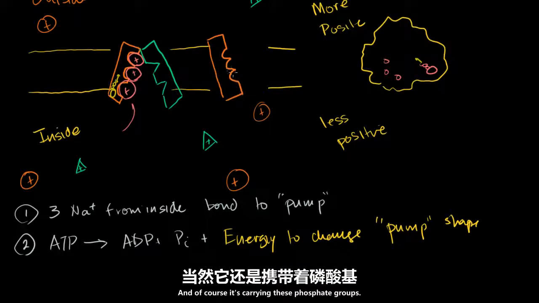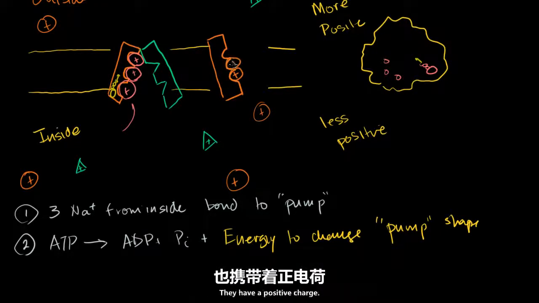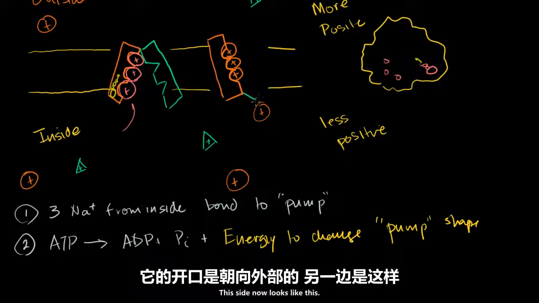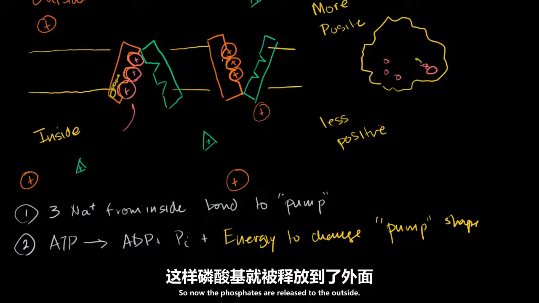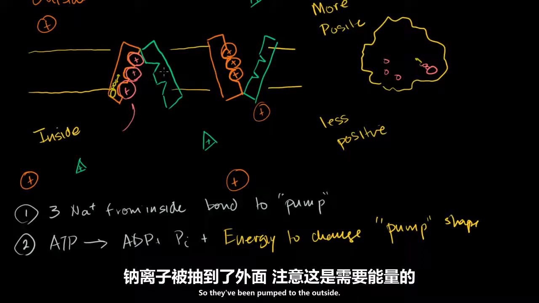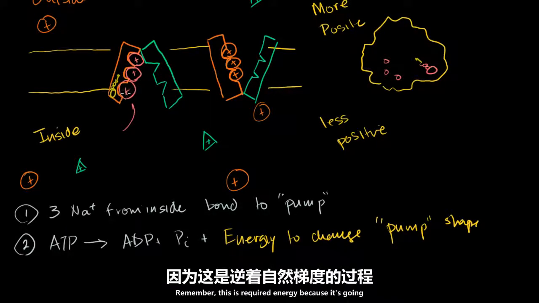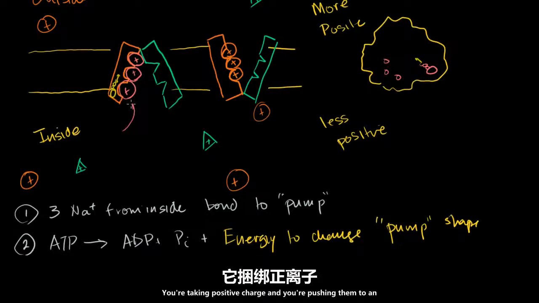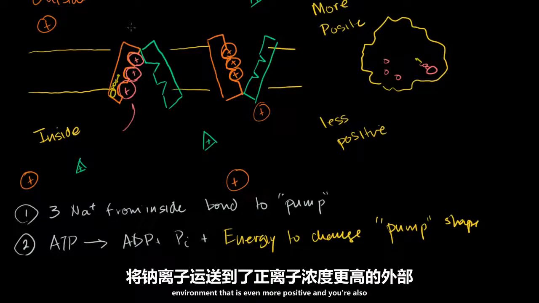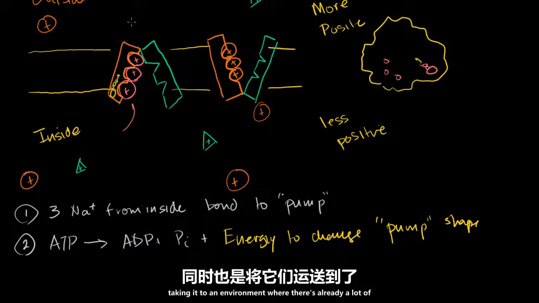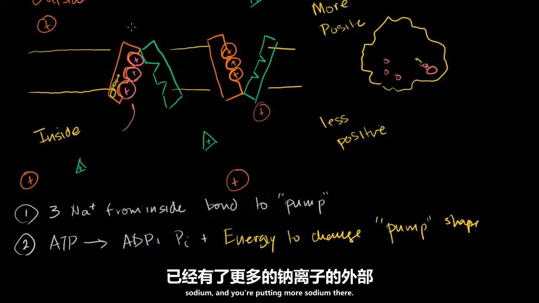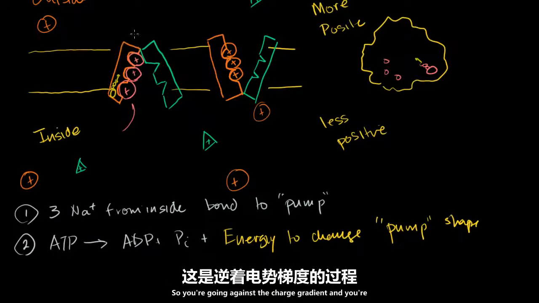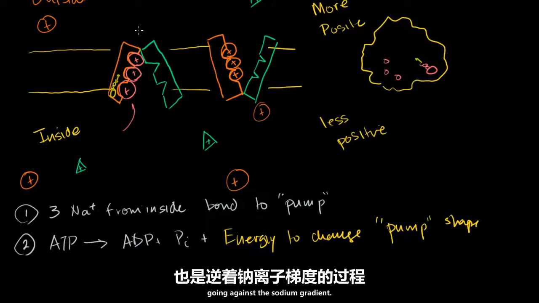And of course, it's carrying these sodium ions. They have positive charge. It's carrying those ions and it's open like this. This side now looks like this. So now the sodiums are released to the outside. So they've been pumped to the outside. Remember, this required energy because it's going against the natural gradient. You're taking positive charge and you're pushing them to an environment that is even more positive. And you're also taking it to an environment where there's already a lot of sodium, and you're putting more sodium there. So you're going against the charge gradient, and you're going against the sodium gradient.